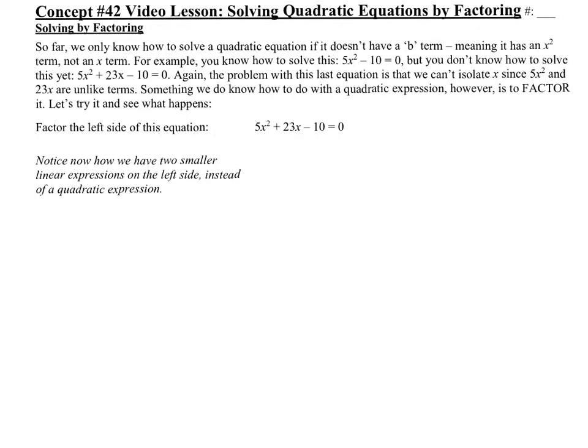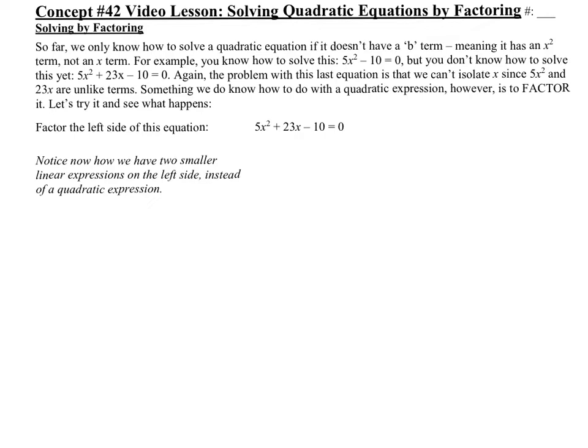So if you have a quadratic equation with an A term and a B term, you can't solve it by isolating because x squared and x are not like terms. So you need another method. So the method we're going to do is called the factoring method.